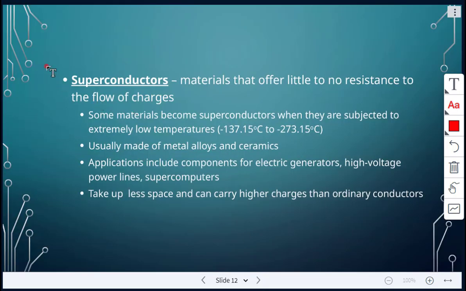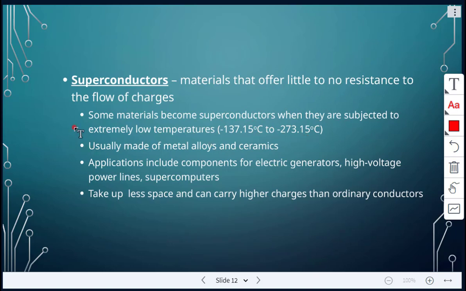Then we have superconductors. These are materials that will offer little to no resistance to the flow of charges. Some materials can become superconductors when they are subjected to very, very low temperatures. So minus 137.15 degrees Celsius to minus 273.15 degrees Celsius.